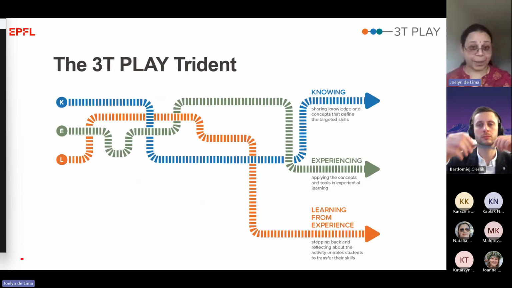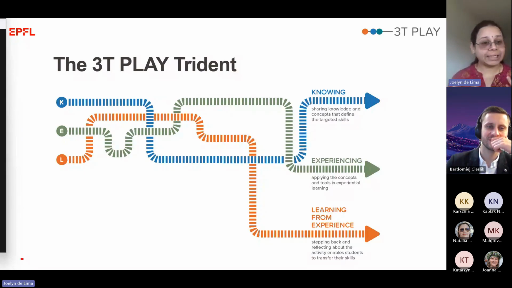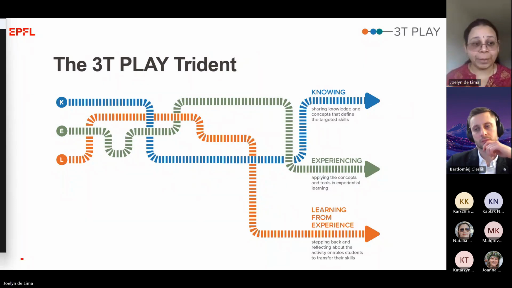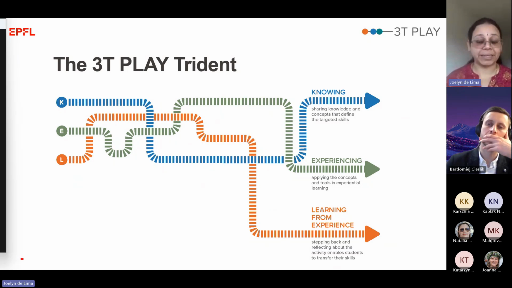This is a graphical display of it, where you have these three different moments. They don't have to occur in this order. They can occur in different orders. They don't all have to take the same amount of time, but they all need to be there. They can occur at any point for any amount of time, but the fact is that they're all interlinked to each other. Your moment of knowing, your moment of experiencing, and your moments of learning from the experience that students have taken.